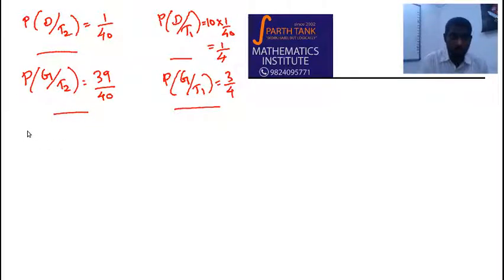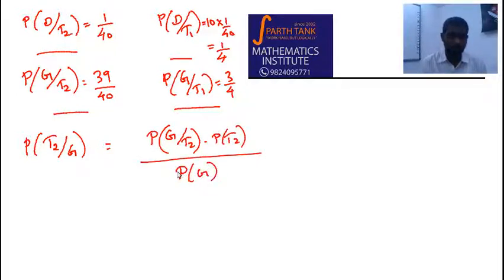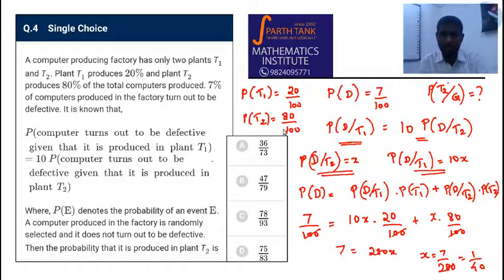Now remember, they have said that what we need is probability of T2 given G. Given that it is good, what is the probability that it is coming from T2? Now this we know is nothing but probability of G given T2 into probability of T2, by Bayes theorem, no? By the total probability of it being good. So let us substitute the values. Probability of good given T2 is 39 by 40. Probability of T2 itself is 80 by 100.